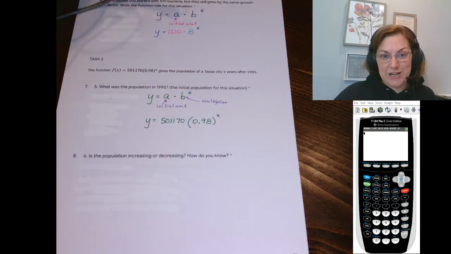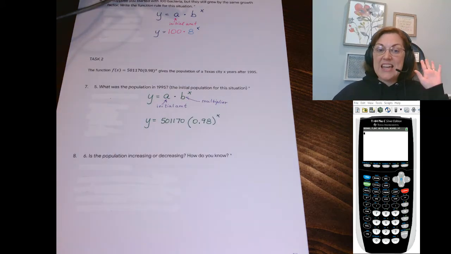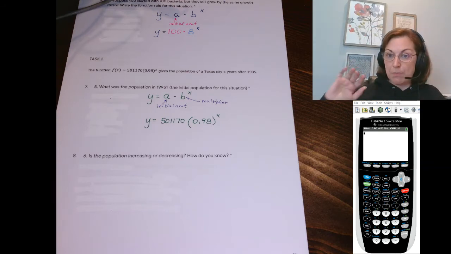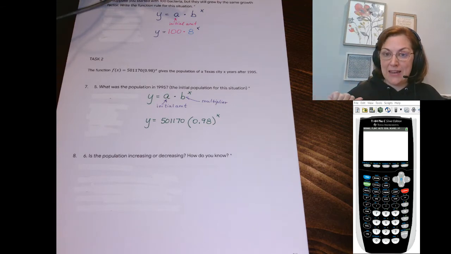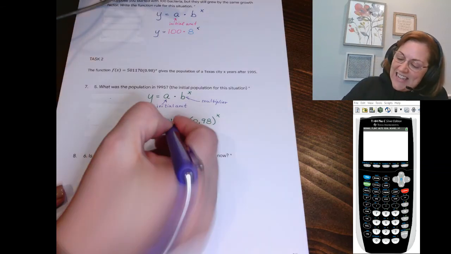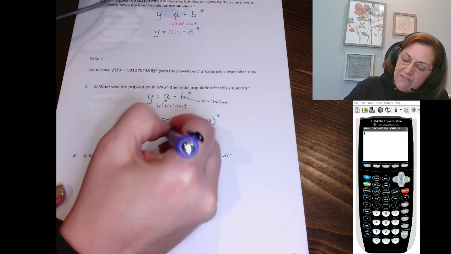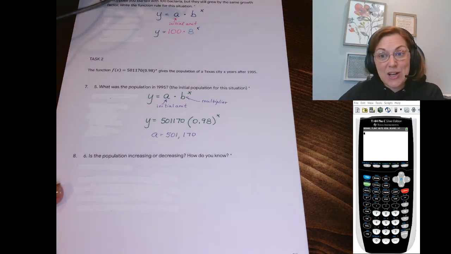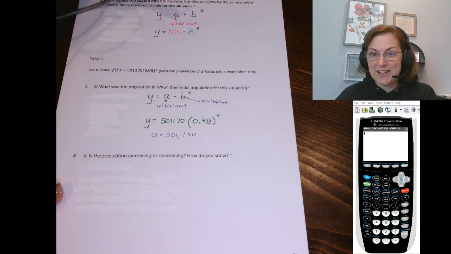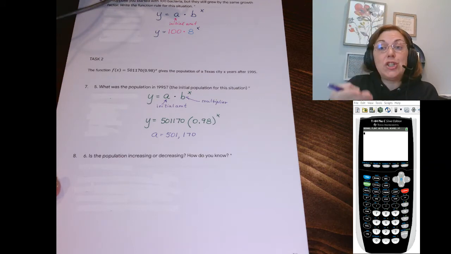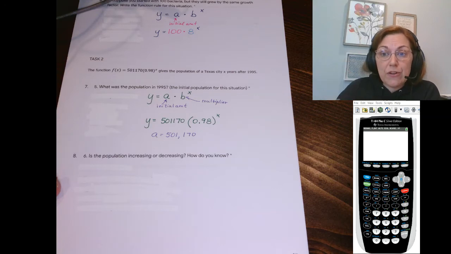Which number is in the place of a? Is 501,170 in place of a, or is 0.98 in place of a? You're right. You got it. Yes. a is 501,170. That is our initial amount. That tells us in this problem that that is the population in 1995. Pretty simple. Didn't really have to do any math, did we? Just had to know how the pattern works and look for that value.